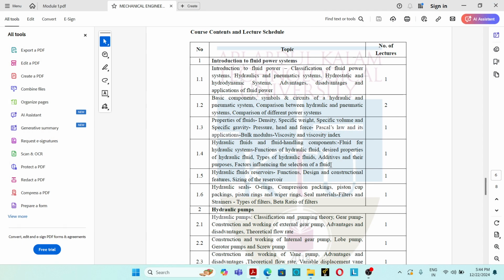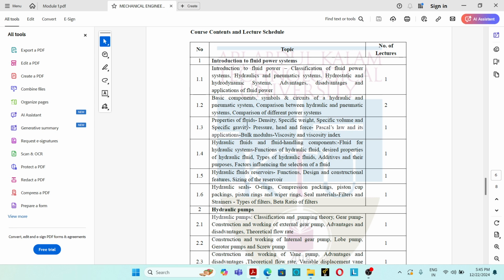This is the first class of Industrial Hydraulics, Module 1. Module 1 consists of Introduction to Fluid Power, Classification of Fluid Power, Hydraulic System, Pneumatic System, Hydrostatic and Hydrodynamic System, Advantages, Disadvantages and Applications of Fluid Power. Then 1.2 Components of Hydraulic and Pneumatic System, Comparison of Hydraulic and Pneumatic System.